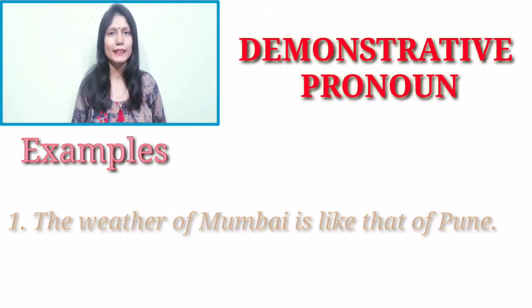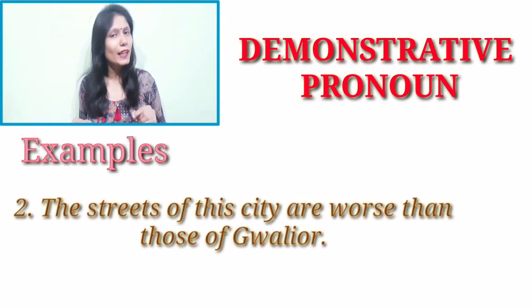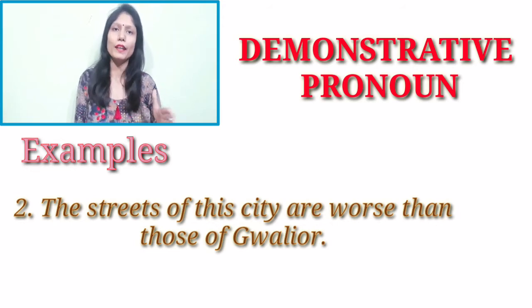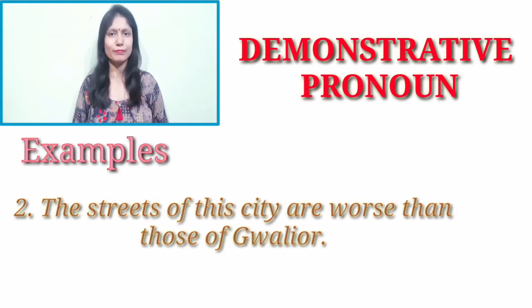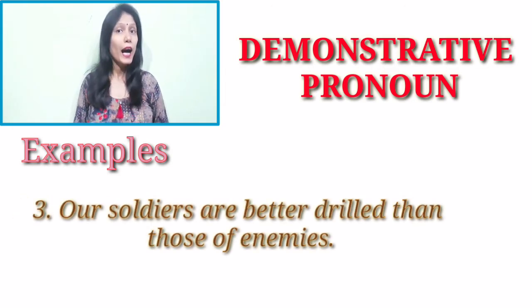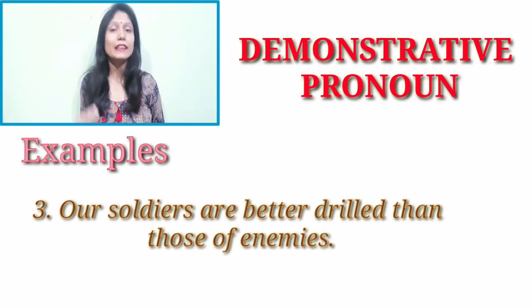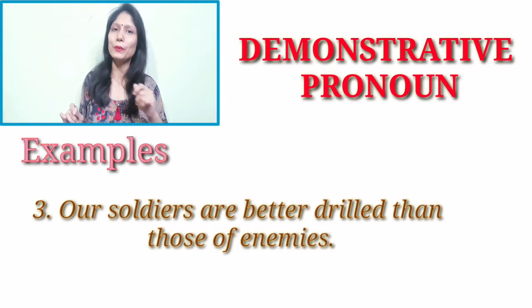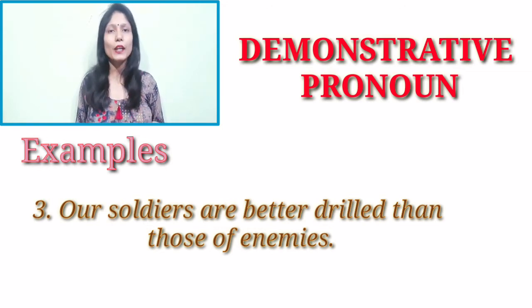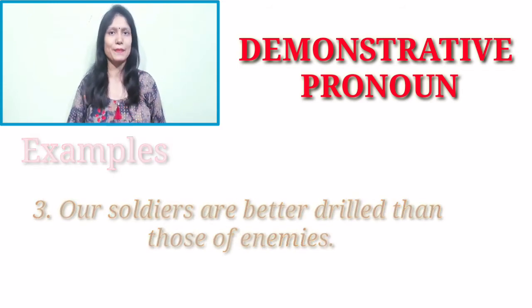See one more sentence. The streets of this city are worse than those of Gwalior. Again, the word those has been used here for the word streets. One more sentence. Our soldiers are better drilled than those of enemies. Again here, to avoid the repetition of the word soldiers, we have used here those. So that and those are used to avoid repetition of a noun in a sentence.